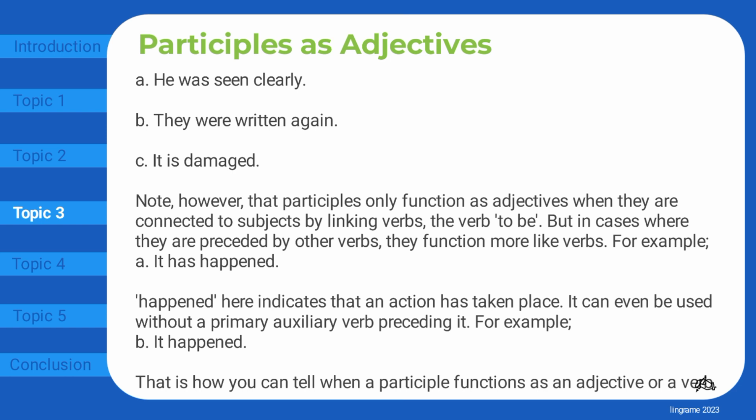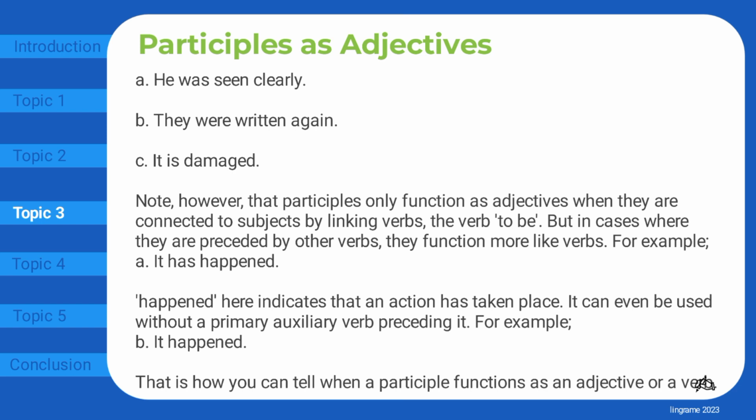Note, however, that participles only function as adjectives when they are connected to subjects by linking verbs, the verb to be. But, in cases where they are preceded by other verbs, they function more like verbs. For example, it has happened. Happened here indicates that an action has taken place.